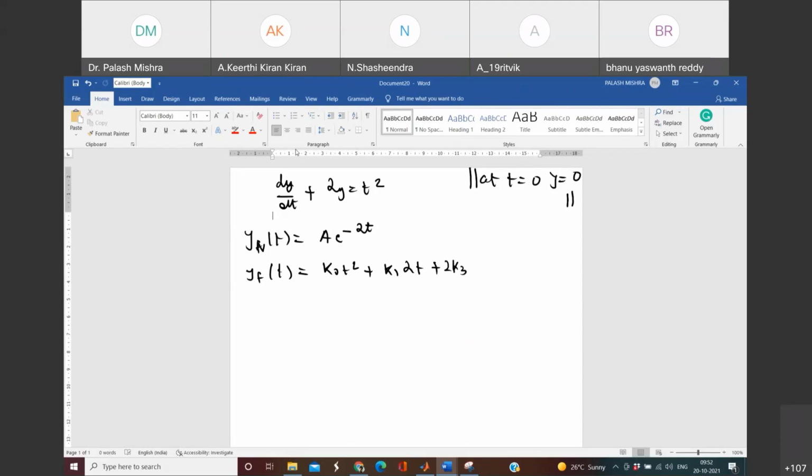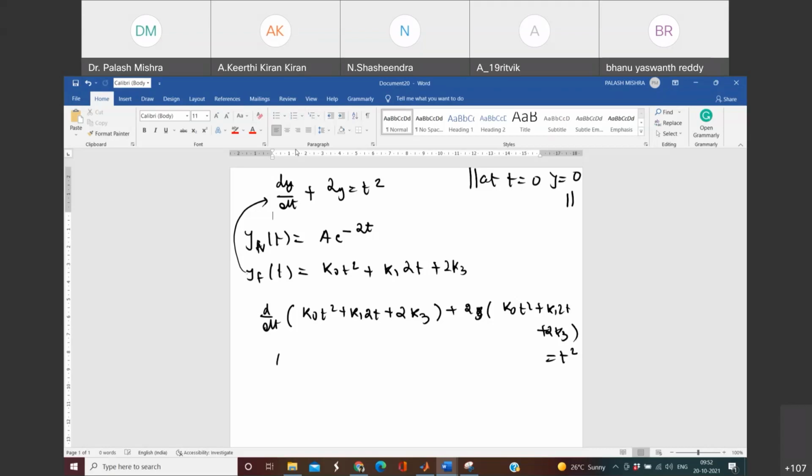Now you put this in the equation, because it will satisfy its own equation. So this will be d/dt of k naught times t square plus k1 times 2t, plus 2 times k naught times t square plus k1 times 2t plus 2k3, equals t square. I am doing this because we have to find out the values of k1, k2 and k3.